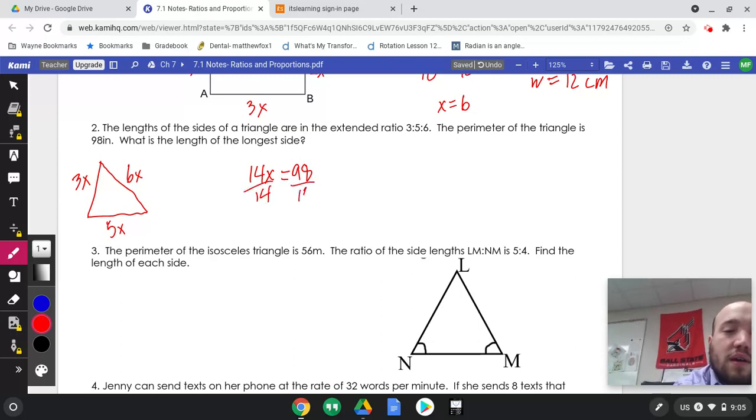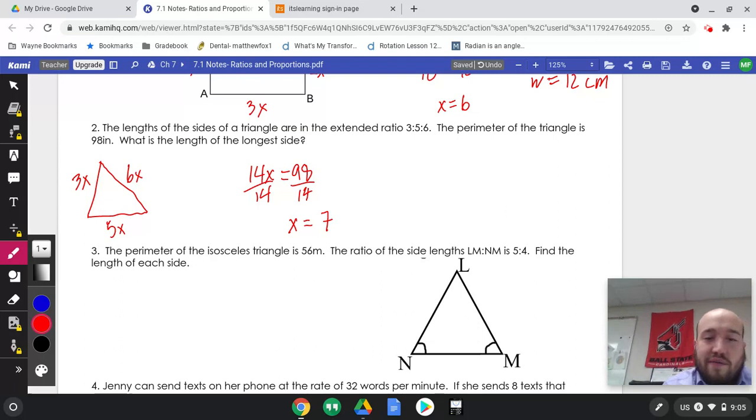If you can't do this in your head, that's totally fine. Pull out your calculator. All of you probably have either the internet or a phone handy that you can type that into. But 98 divided by 14 will give us 7. Now we're not done. Notice it says, what is the length of the longest side? You could plug this in and find all three sides and then choose the longest, or the other option, save you a little time. If the ratio is 3 to 5 to 6, we know the side with the 6 has to be the longest. So all we do is 6 times 7, and we get 42, and our label is inches.